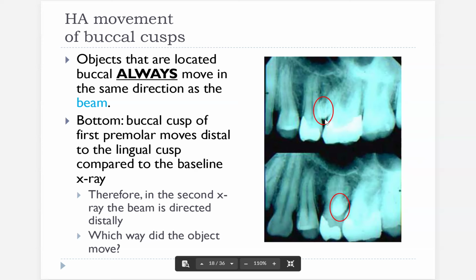So that helps us know that this object is actually located lingual to the teeth as opposed to buccal to the teeth. So that's where it's embedded. It's actually more lingual. So the buccal cusps of the first premolar move distal to the lingual cusp compared to the baseline X-ray. And this is our baseline because it's a more straight on version.